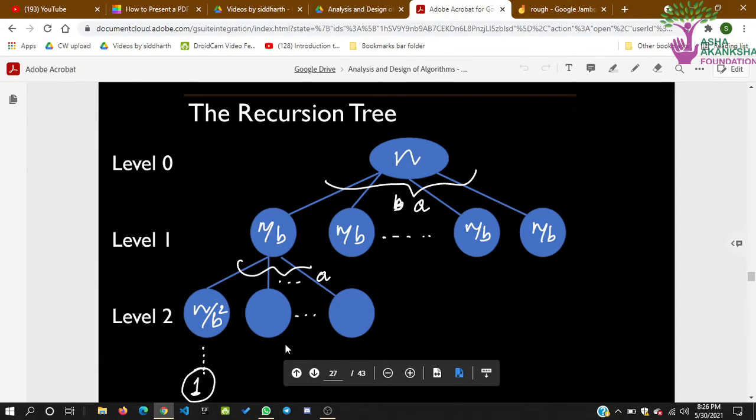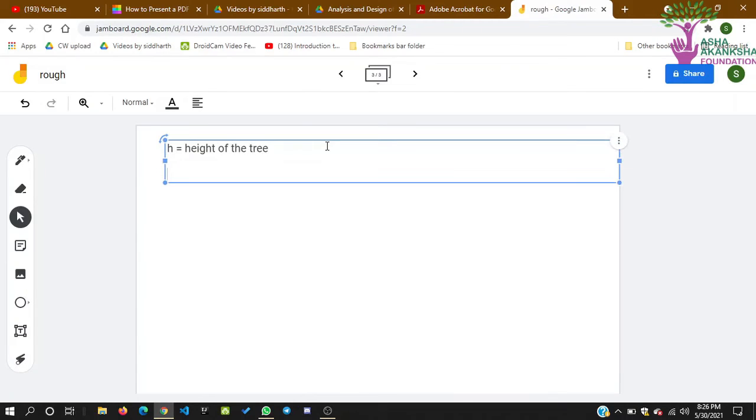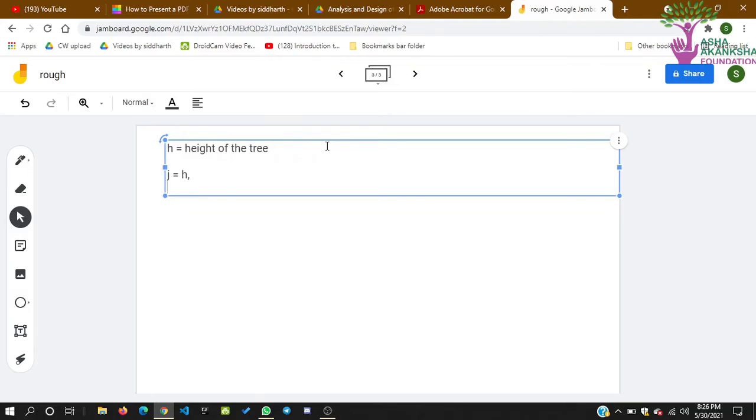So after all this, in the last level, the level number will become equal to h, that is j is equal to h, and the size of the problem is equal to n upon b raised to the power h, and that number is equal to 1 because that was the base case.